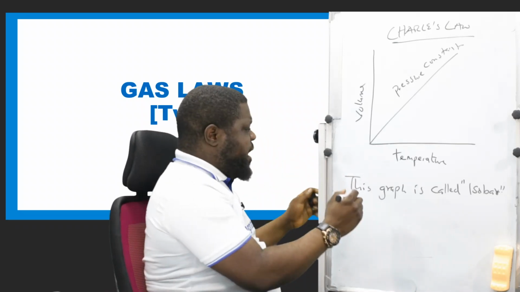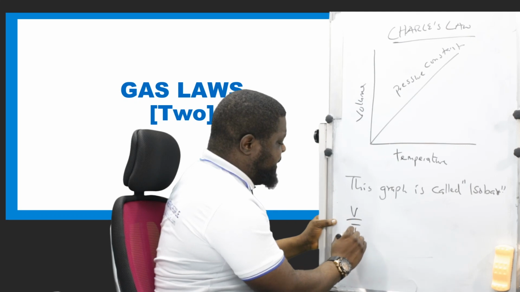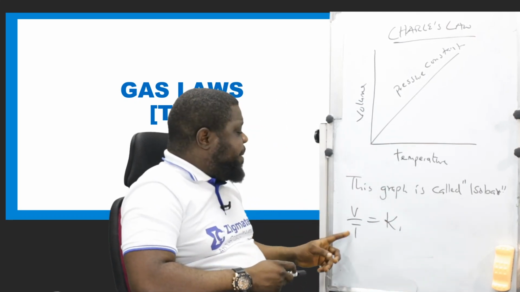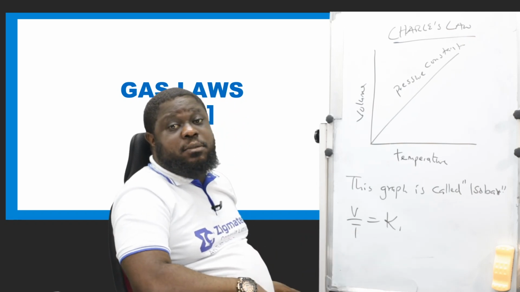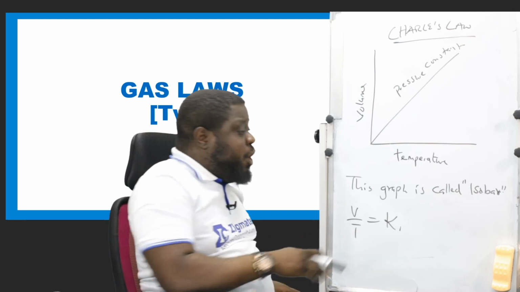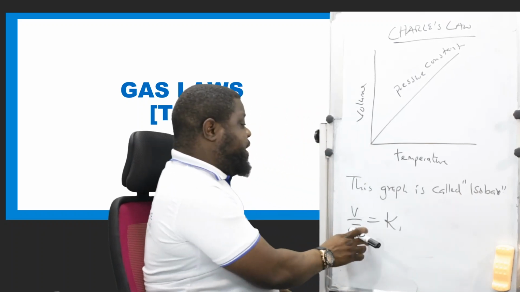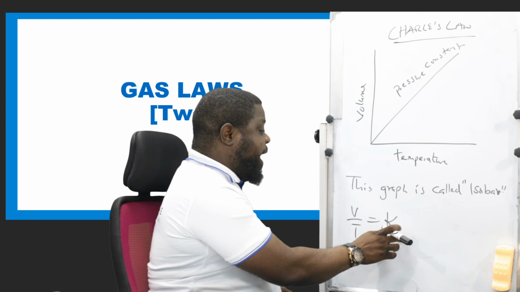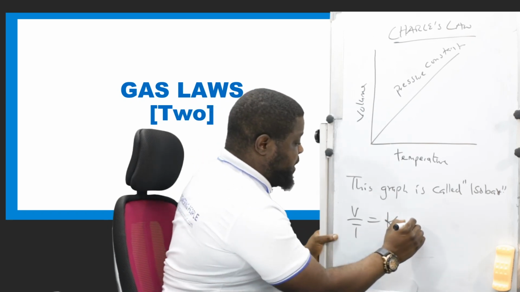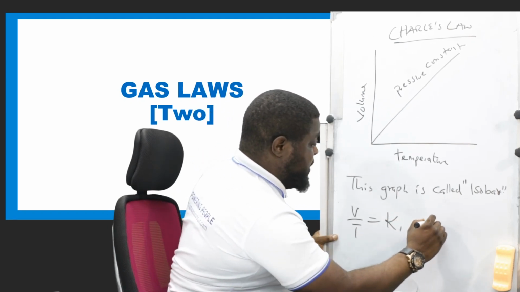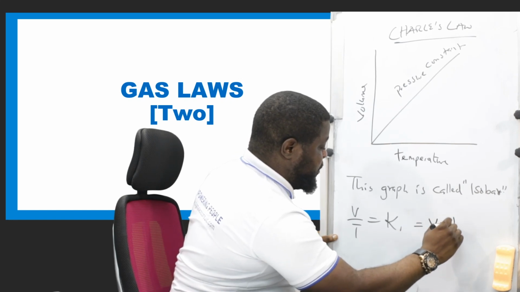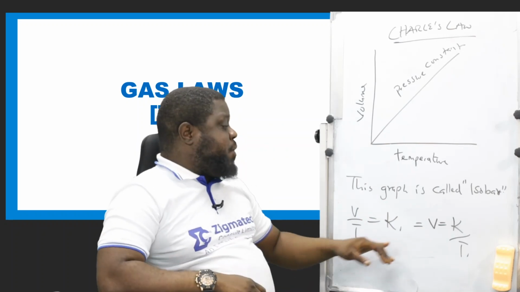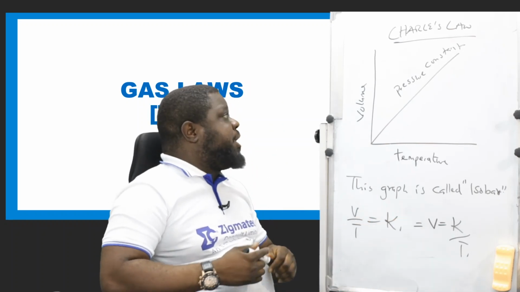In essence, it is V divided by T all over K. The volume divided by the temperature gives me the constant. That is proportional. So if I want to look for T, it will be K divided by V. If I want to look for V, it will be K, and you can still say V equals K over T. Any one you like, you use.